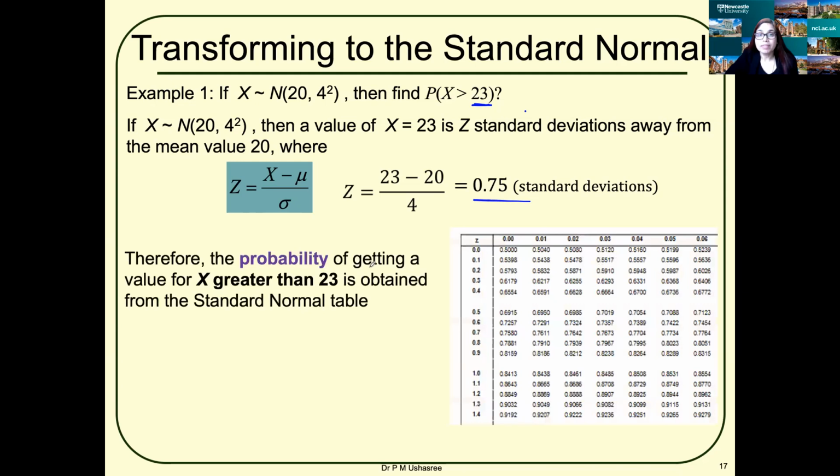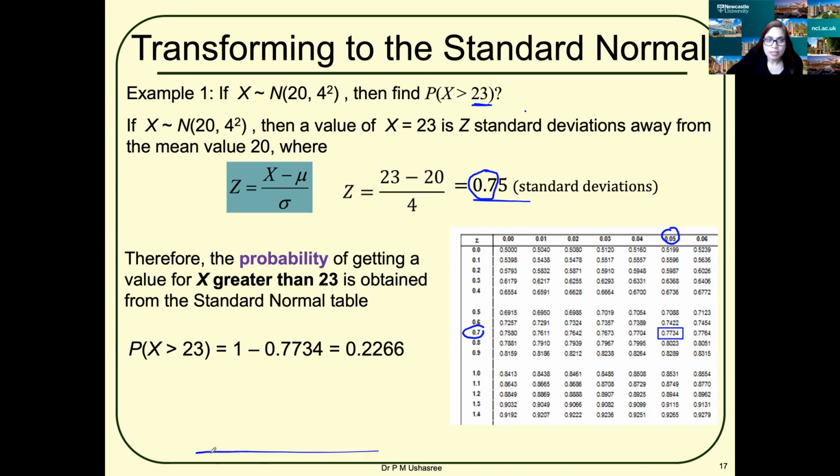So therefore, the probability of getting a value of X greater than 23 is obtained from the Z table, and you look for Z equal to 0.75. So it's got two decimal places, yeah? Two decimal places, so you look for 0.7, and then the value is 77.34. So the probability of getting X greater than 23 is 1 minus 0.7734, which is 0.2266, because we were trying to find the probability.